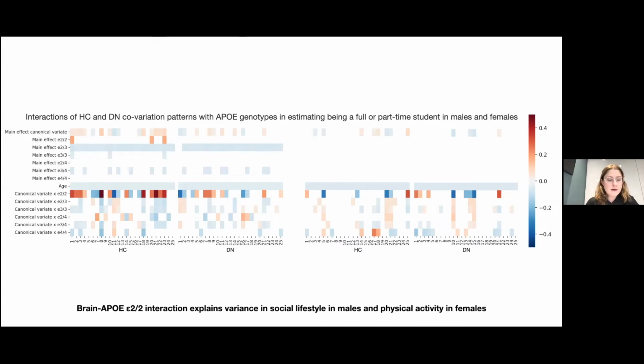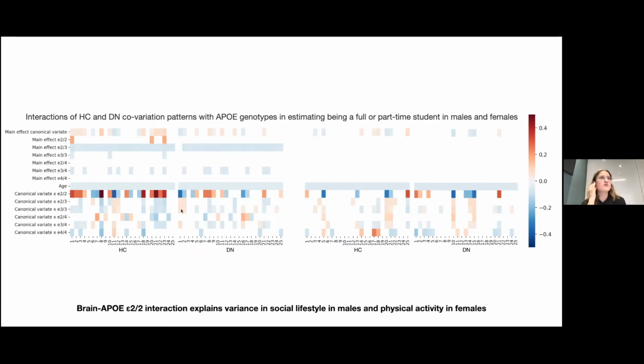We performed a label-shuffling permutation test to assess the robustness of our findings. In colors here, I only show the coefficients that differ from their respective null distribution in 95% of the cases. This was done to distinguish robust effects from noise because, as I said, each column is a single linear regression model, so we really wanted to make sure what we had here was robust. We see these really strong interactions between genotype E2 and a lot of the canonical variants in males and also in females in estimating being a full or part-time student, which could be a social phenotype, right?